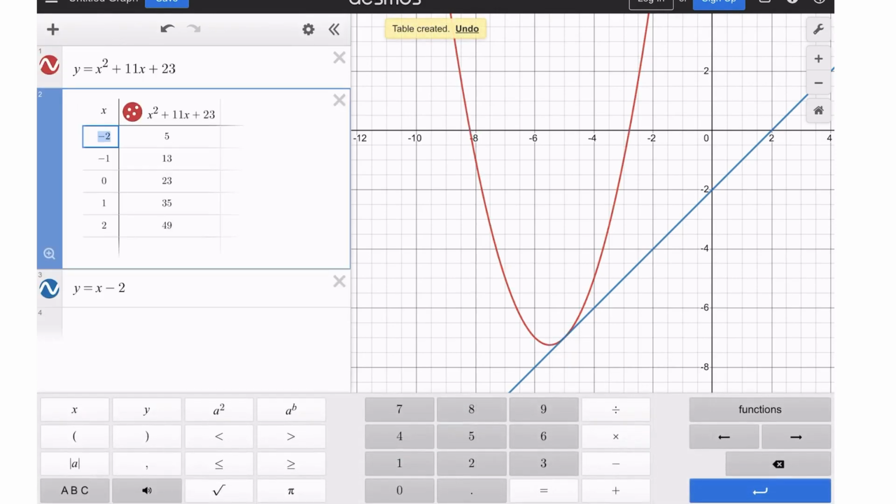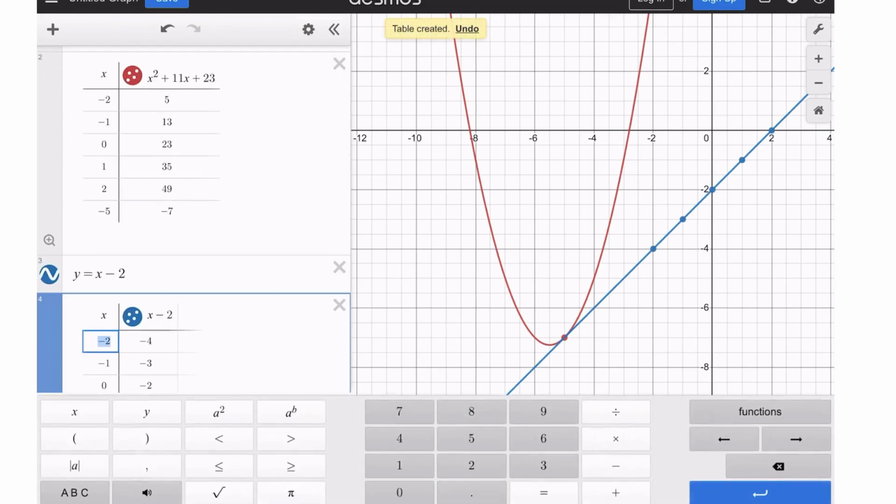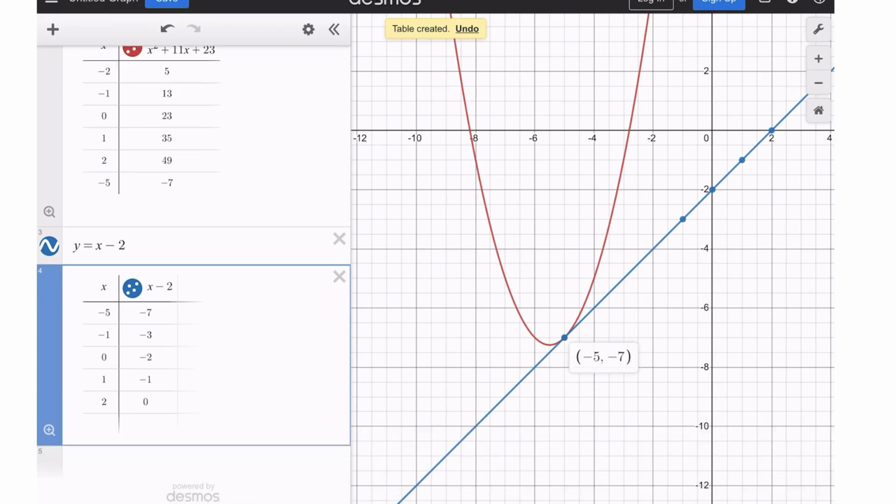But I can hit the settings wheel button in the table now. And I can type in negative 5. And I can see that they're both negative 5. Negative 7 is where they intersect. So that's how you can check it.